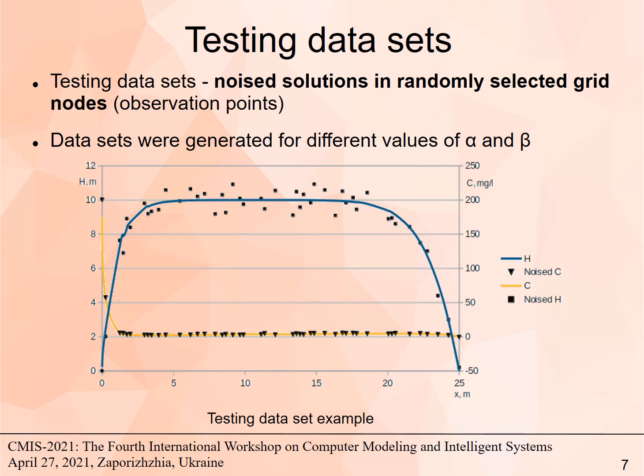In such a way, we obtained a series of datasets with 4 parameters: 2 values of fractional derivative orders, a number of observation points, and a level of noise. An example of the resulting testing dataset is presented on the current slide.